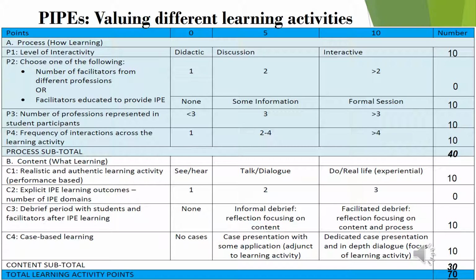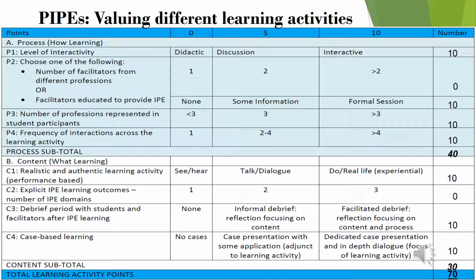If we look at C2 under content, were there explicit learning outcomes? If I remember correctly, this course was offered in the fall of 2011, and so the IPEC competencies were new at the time and were not explicitly voiced in the IPE outcomes for this particular course. So for this course, it did get 0 points in this section.